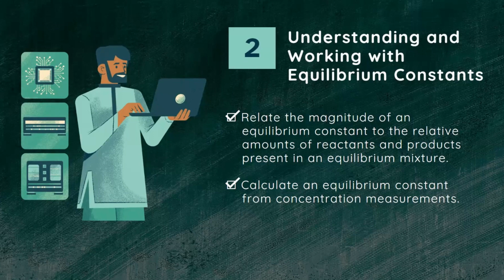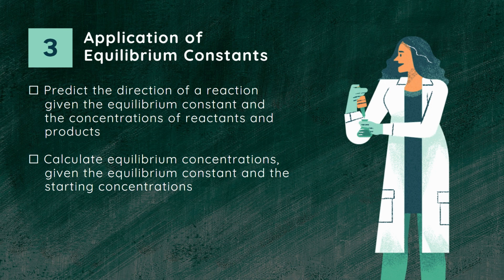And just to give a summary, in this lesson, we have now learned the relationship between the magnitude of an equilibrium constant and the relative amounts of reactants and products present in an equilibrium mixture. Also, we were able to calculate an equilibrium constant from concentration measurements. To continue the discussion, the third part will involve the application of the equilibrium constants.